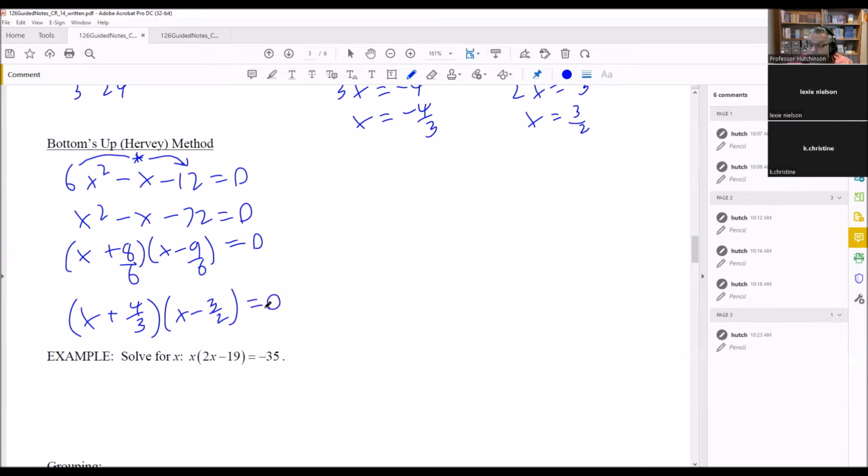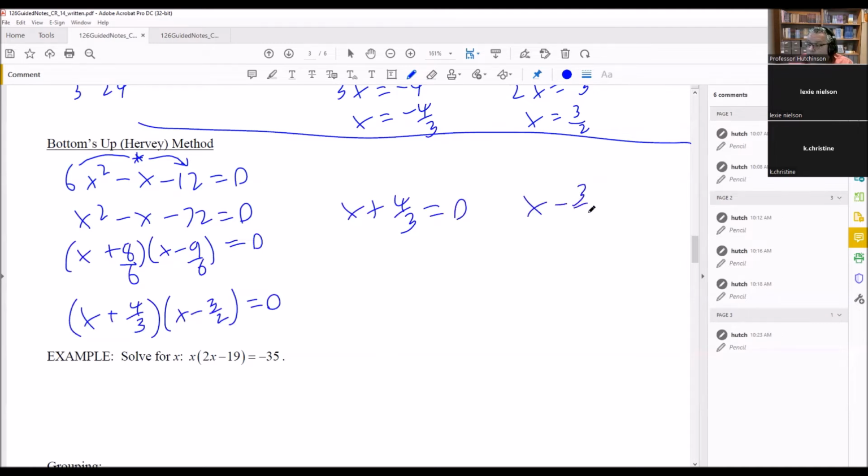At this stage, this point right here, I can now set this equal to 0: x plus 4/3 equals 0, and x minus 3/2 equals 0, and I get x is equal to negative 4/3, and x is equal to 3/2. I get both the answers that way. So this is called the bottoms up method.